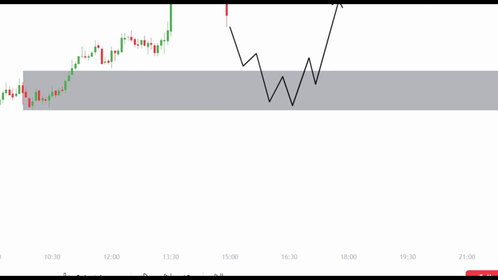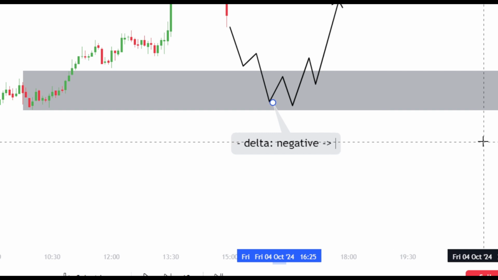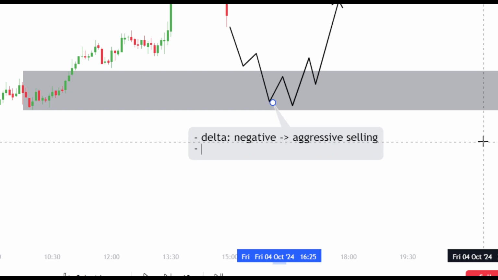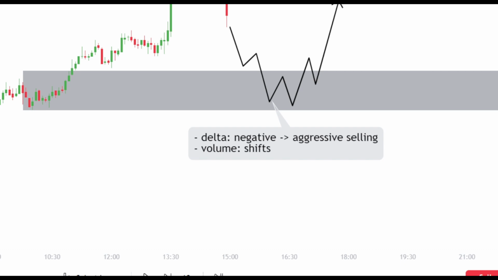Now, a couple of things we want to see over here. I'm going to break this down before we get into the actual candles itself. We're going to be looking at delta, and we want to see negative delta coming into the area. So negative delta represents aggressive selling, right? So we want to see aggressive selling. That's the first thing. The second thing we want to see is volume, and in particular with volume, we want to look at shifts of volume. We want to see the volume shifting, and that's something we're going to be going over on the footprint chart.